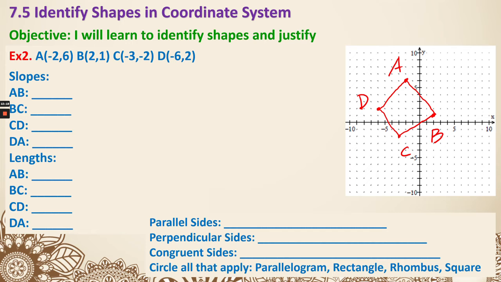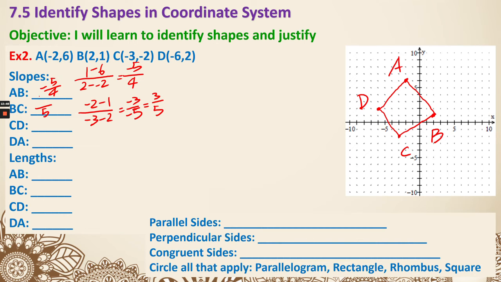So first, slope for AB, 1 minus 6 over 2 minus -2. Again, be very careful with negative numbers. You gotta subtract a negative number, so you have 2 negative signs right there. So this is -5 over 4. So that's the slope for AB. BC, -2 minus 1 over -3 minus 2. That is -3 over -5, which simplifies to be 3 over 5.